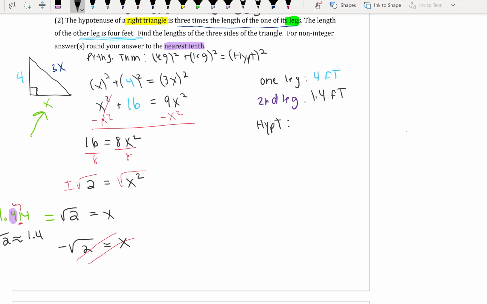And so my hypotenuse, don't forget that the hypotenuse here was going to be 3x. So 3x when x is equal to 4, well, 3 times 4 is equal to 12. So I have one leg as 4 feet, my second leg as 1.4 feet, and the hypotenuse as 12 feet.